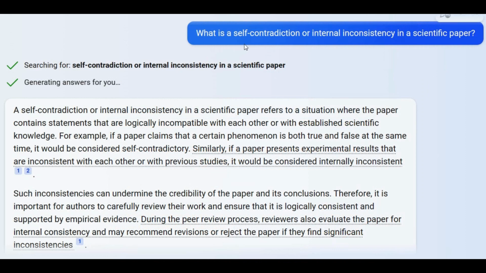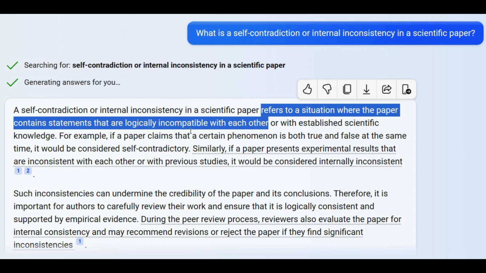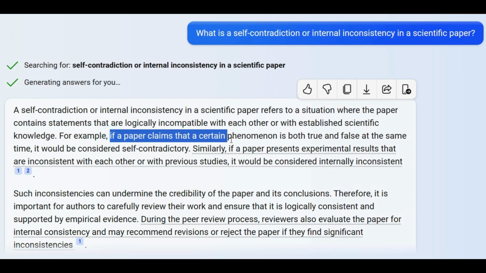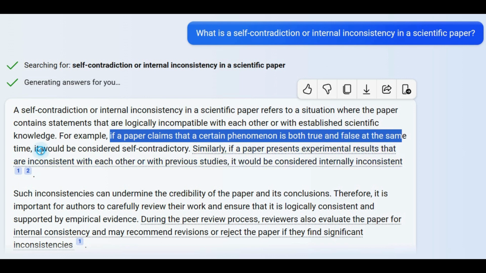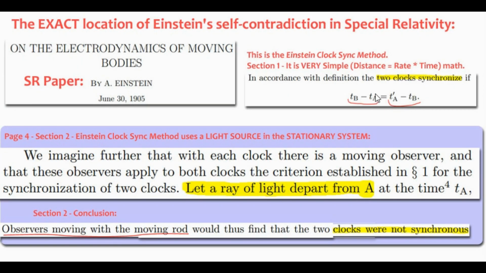So, what exactly is a self-contradiction in a scientific paper? It refers to a situation where the paper contains statements that are logically incompatible with each other. For example, if a paper claims that a certain phenomena is both true and false at the same time, it would be considered self-contradictory. And this is exactly what we run into when we use Einstein's very simple math equation called the clock-sync method. This simple equation gives us the answer of true and false for the same scenario.